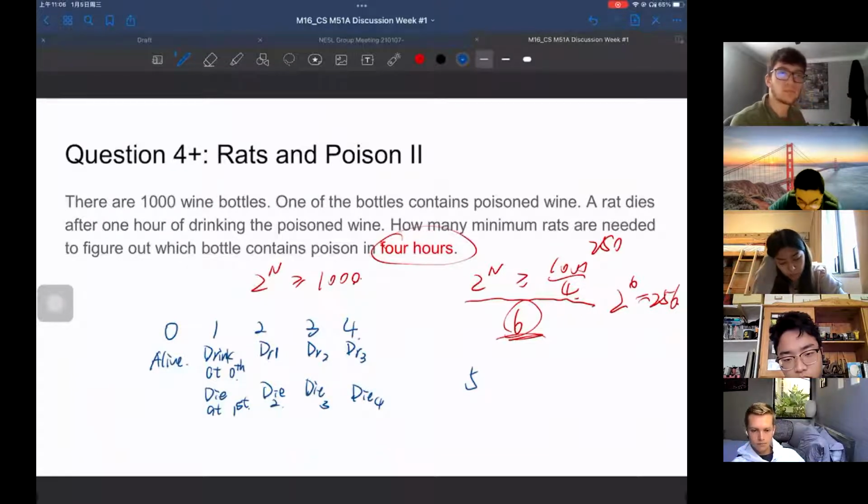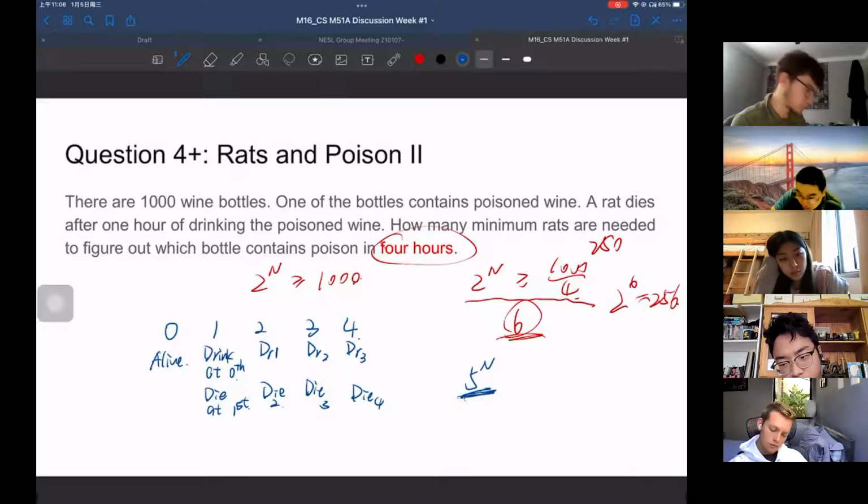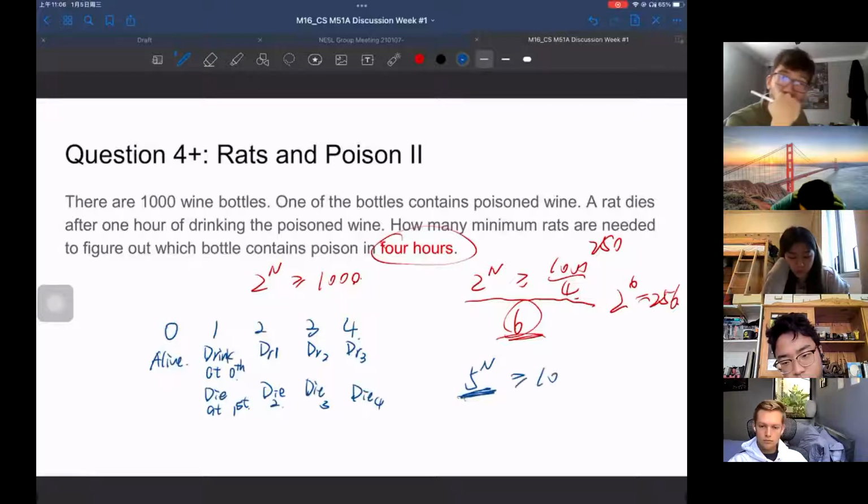How many rats do we need? It's still 5 to the n, right? This is the max number of bottles we can represent using the lives of the rats, if you agree with me. Again, each rat can have 5 different states, and if you do the encoding carefully, we can have 5 to the n different states, which should be greater than 1000.